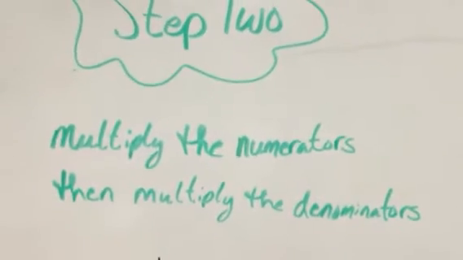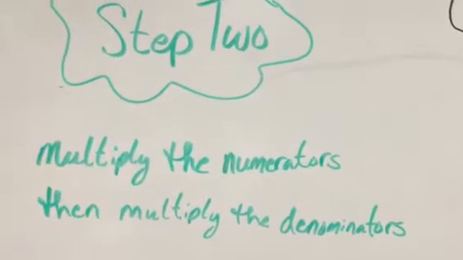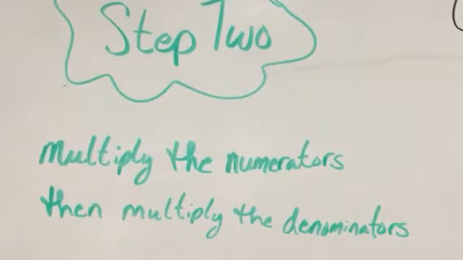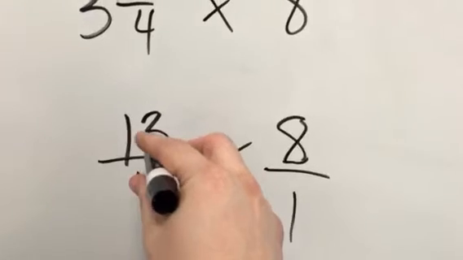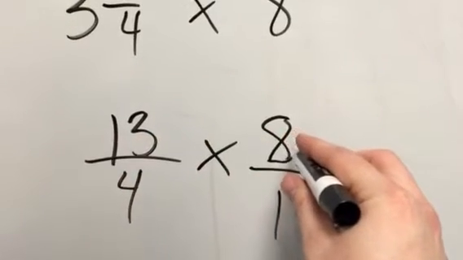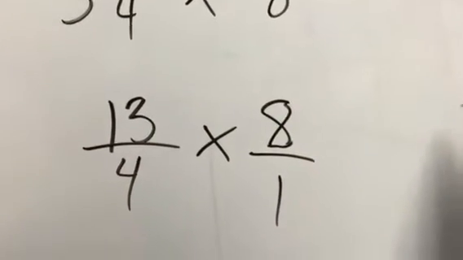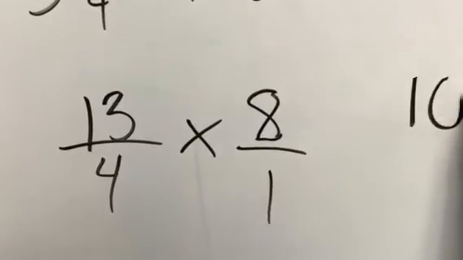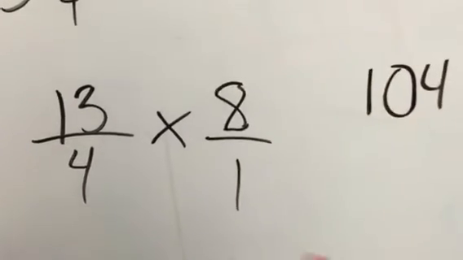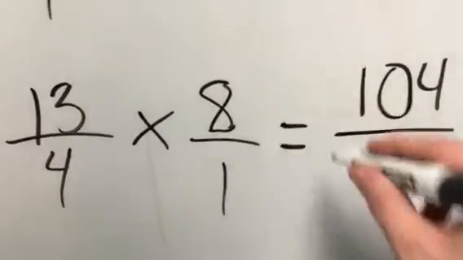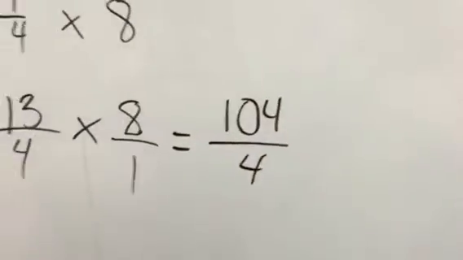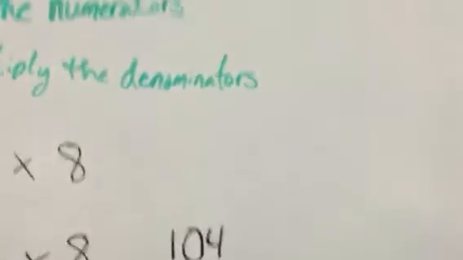Step 2 is going to seem much more familiar. It's what we've been doing for quite a while. Step 2 is to multiply the numerators, then multiply the denominators. So in my example, I would say 13 times 8. 13 times 8 is 104. 4 times 1 is 4. And that's step 2.